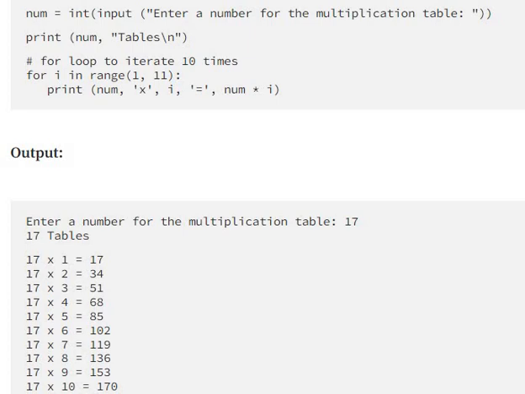A simple Python program to display the multiplication table of any number up to 10 terms. So if you enter 17, then for the 17 table you are supposed to get 17 multiplied by 1 up to 17 multiplied by 10.